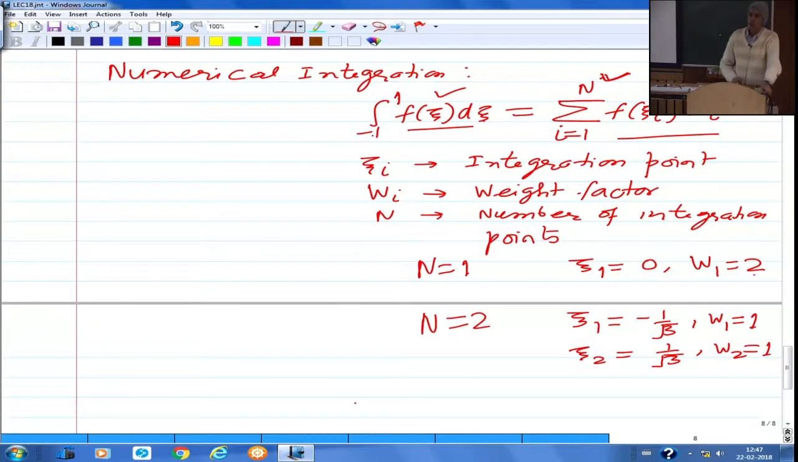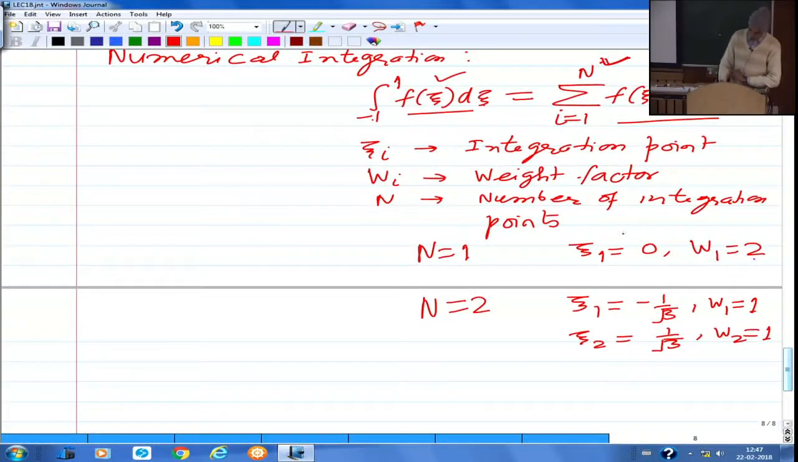Now, these points whatever I have written are actually for Gauss quadrature numerical integration. So we also call these xi_i values Gauss points, and these are the corresponding weight factors. Now, how do we decide what should be n? So n depends on what this function is.